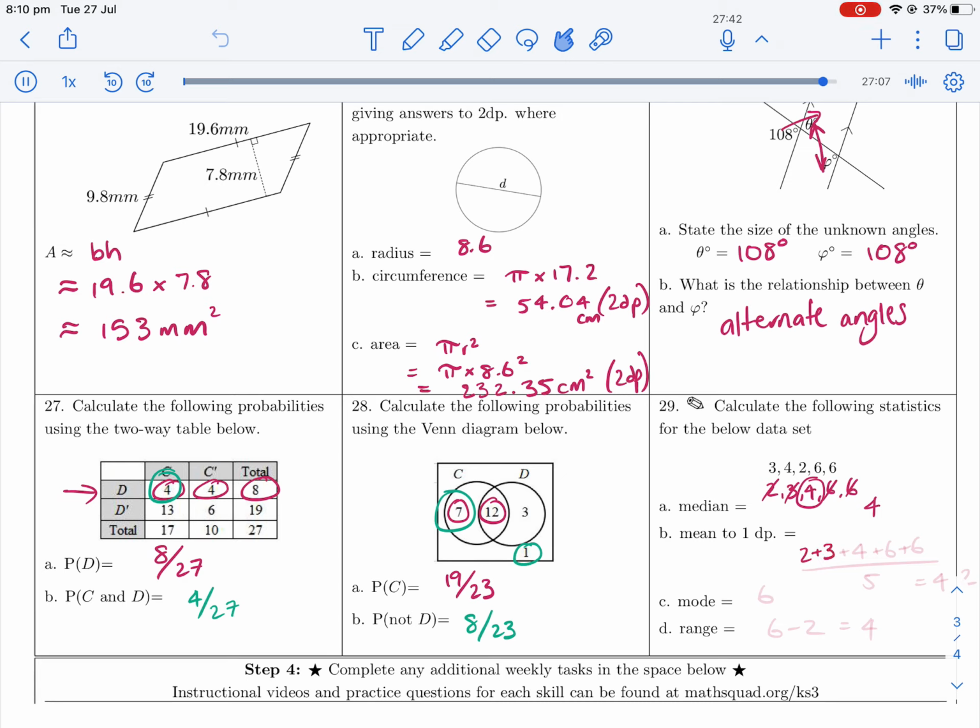So 2 plus 3 plus 4 plus 6 plus 6 divided by 5, because that's how many numbers there are. That would be 5, 15, 21 on 5, which is 4.2. The mode is the most common, that's 6. And the range, the highest score minus the lowest score.